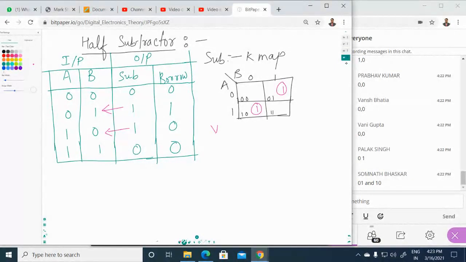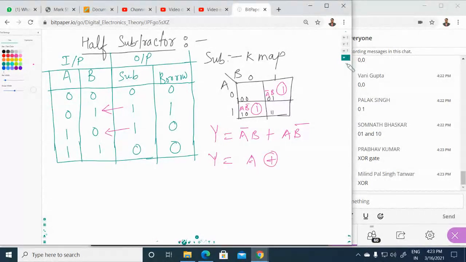So what is the output right here? In this form, this is A bar B. This is A B bar. So if you write the equation, A bar B plus A B bar, it's the same operation. Y is equal to A XOR B. This is the same operation which we have performed in the adder part also.